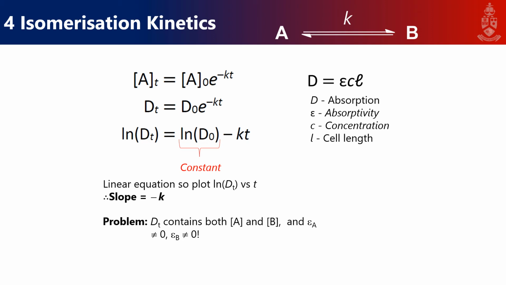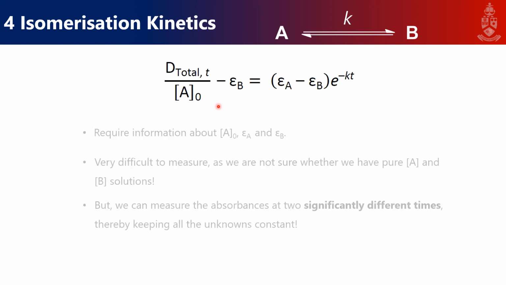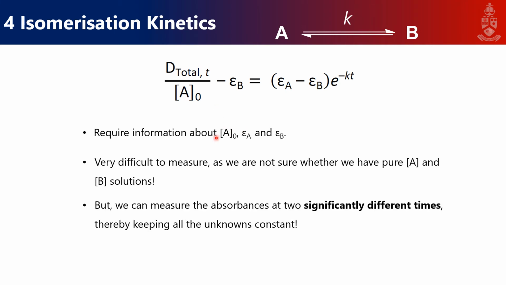So in principle, what we actually have is an equation as such. We have the molar absorptivities of our two constants of our A and B species also contributing to the absorption. And of course, that means we require information about the initial concentrations of those two things. And then that makes it difficult because we're not sure really what we're measuring at any time.